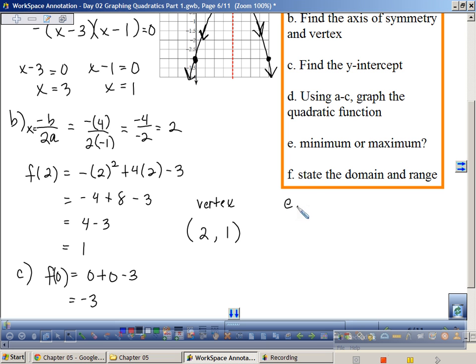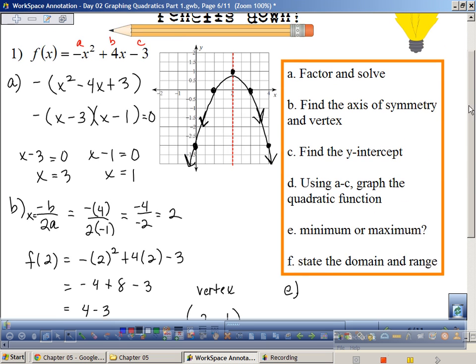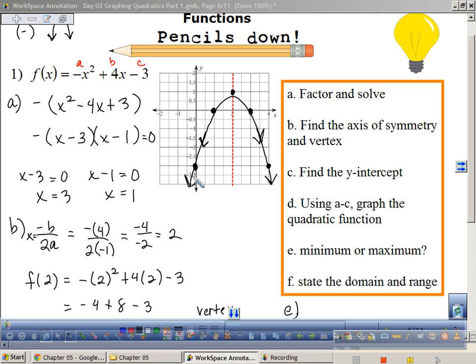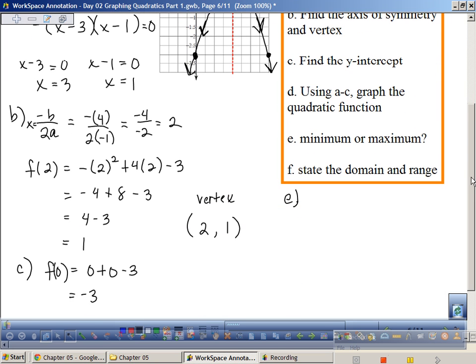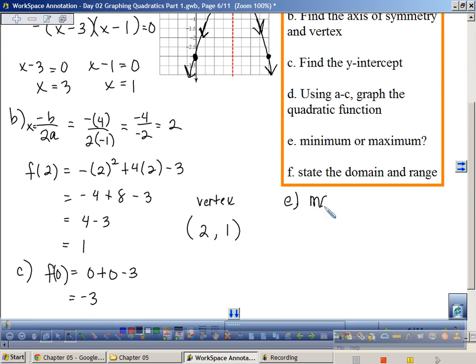E is, is this a minimum or a maximum graph? I think of it like Mario jumping. Is that the maximum height or the minimum height he's going to be able to jump? Right? Jumping up like this is max. Going like this is min. The minimum level you're going to be at. The maximum height. All right, so that's a maximum.